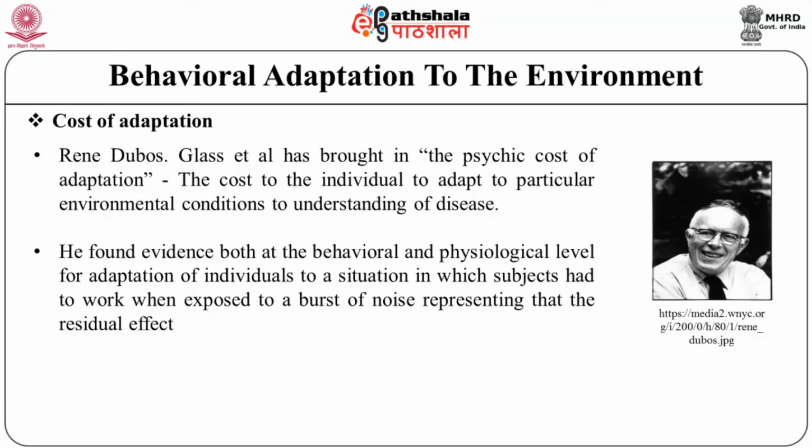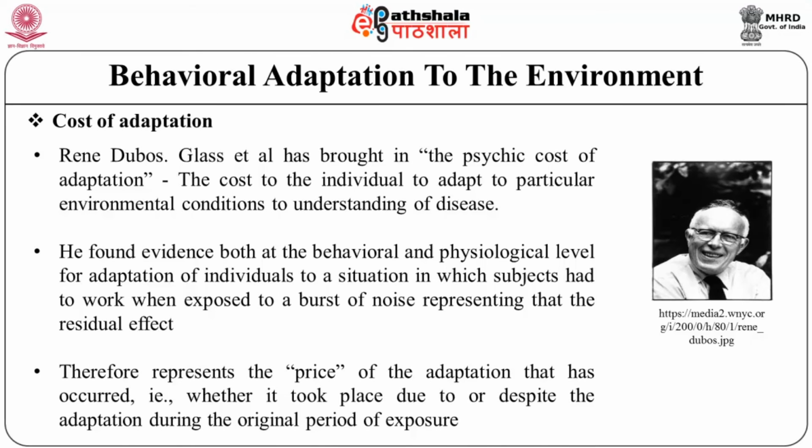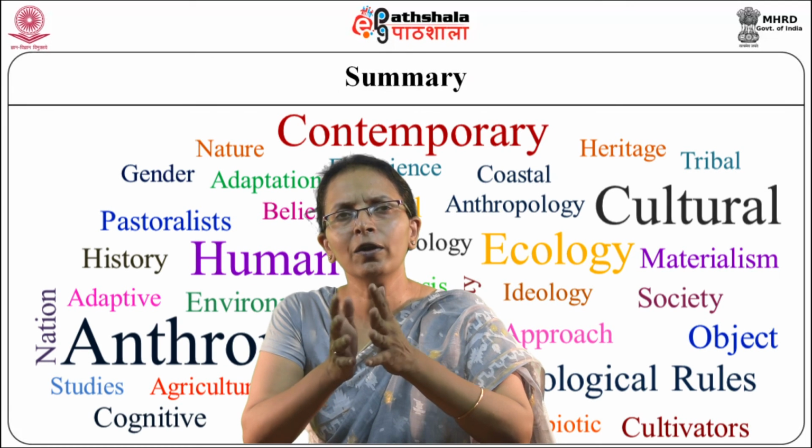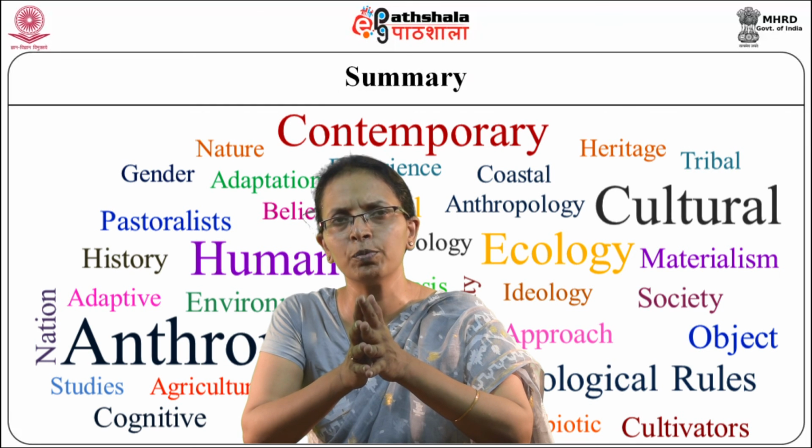The group exposed to the unpredictable noise was given measures of resistance to frustration and a task of proofreading, and had a residual effect, which manifested in lower performance of proofreading and reduced tolerance of frustration. This residual effect therefore represents the price of the adaptation that has occurred, that is, whether it took place due to or despite the adaptation during the original period of exposure. Now, let us summarize what we have learned so far in this module.